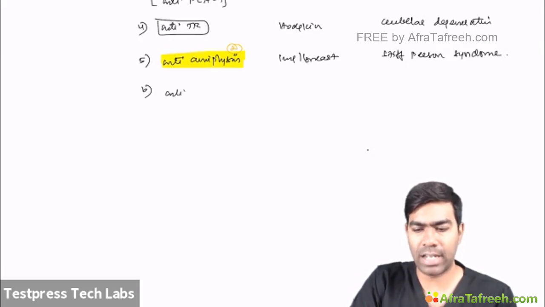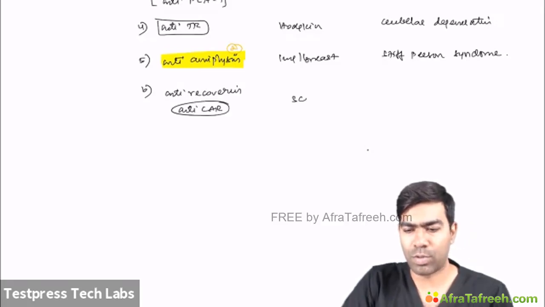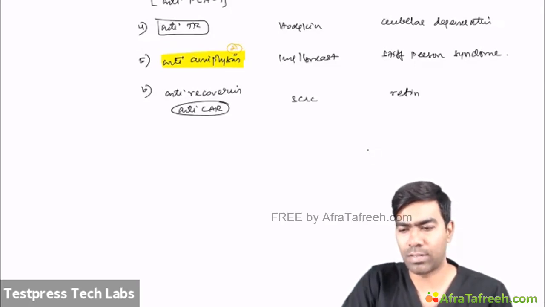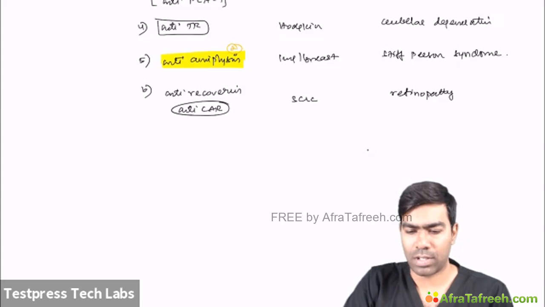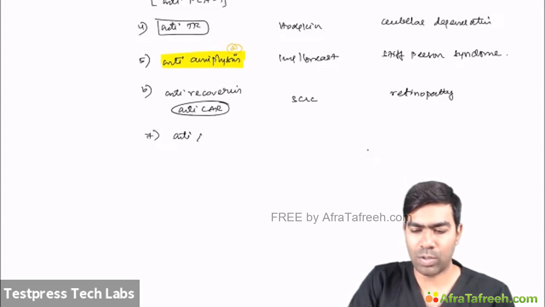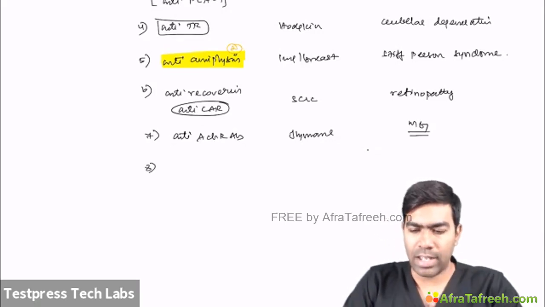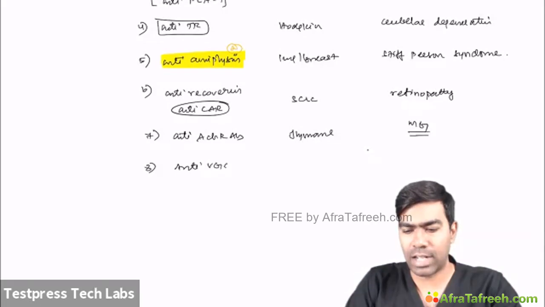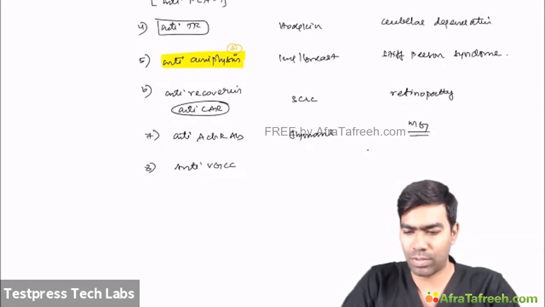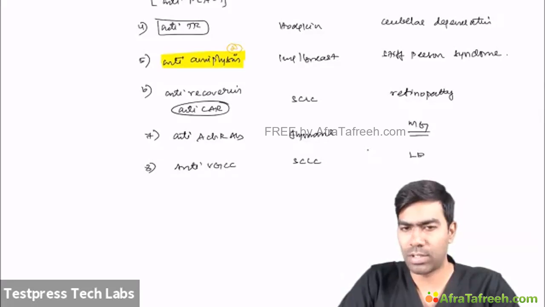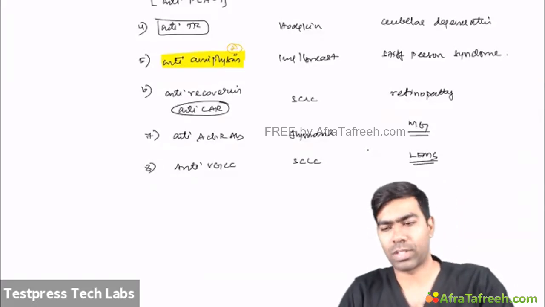And we have anti-recoverin antibodies, otherwise referred to as anti-CAR antibodies. The typical tumor of origin is small cell lung cancer, typically resulting in retinopathy, vision problems. And seventh, you have the anti-acetylcholine receptor antibody, which happens in the setting of a thymoma, and we know what effect it produces: myasthenia gravis. And finally, the eighth one, we have anti-VGCC, that is anti-voltage gated calcium channel antibodies. We know SCLC again produces LEMS, Lambert-Eaton myasthenic syndrome.